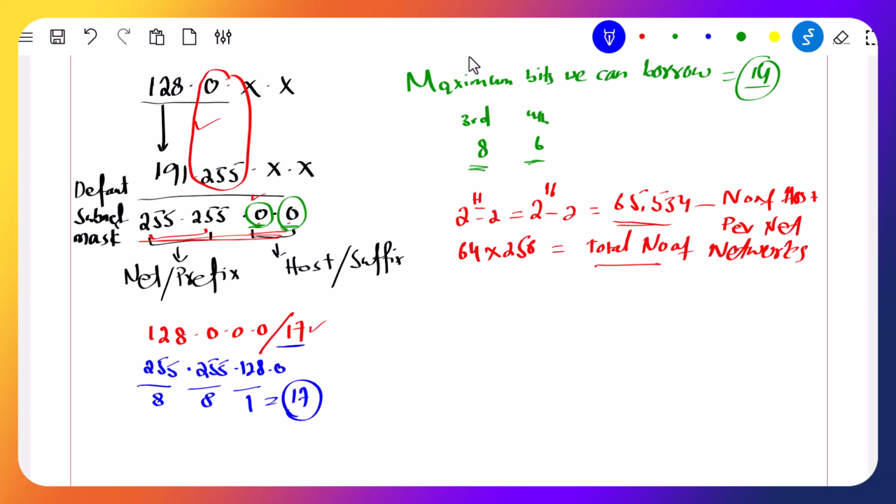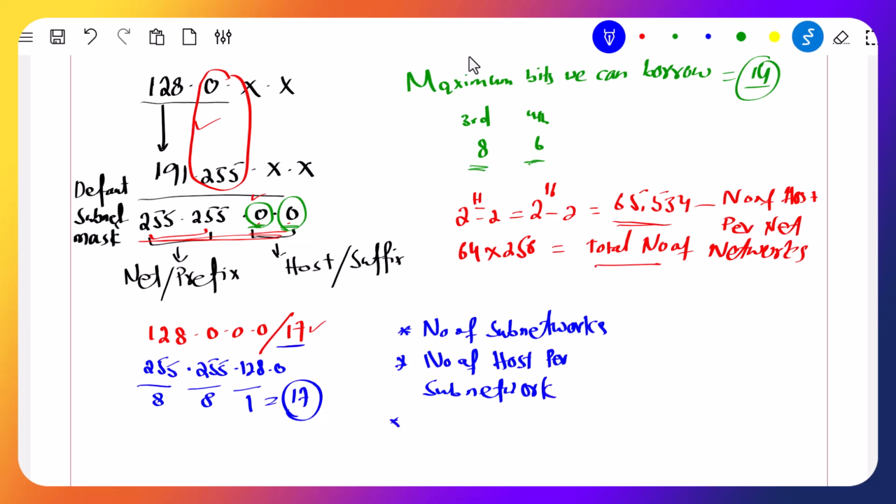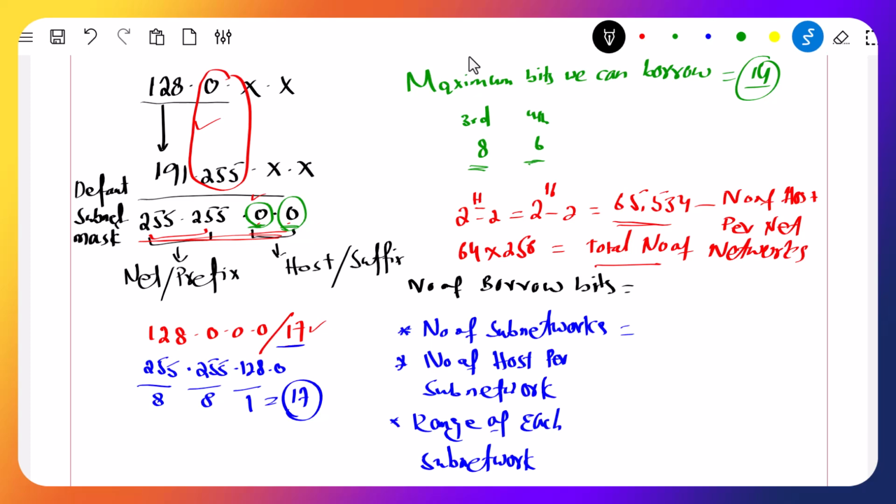Let's find our predefined criterion values: number of subnetworks after borrowing 1 bit, number of hosts per subnetwork, the subnet mask, which is already defined, and the range of each subnet. Number of subnetworks: how many bits have we borrowed? We have borrowed 1 bit. So 2 power 1 is equal to 2. So we have 2 subnetworks.